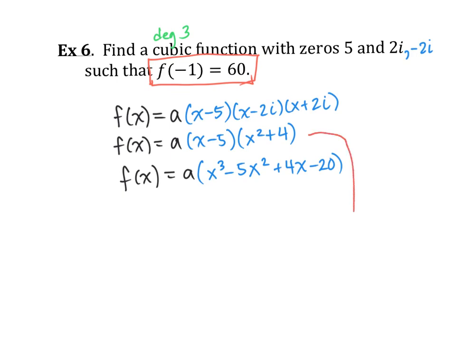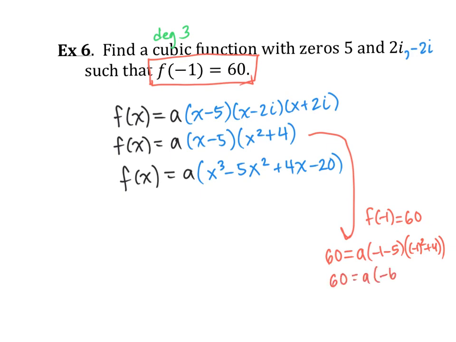I'm going to put it down here on the side, and this is because f of negative 1 equals 60. So if I plug in at that step, I have 60 equals a times negative 1 minus 5, negative 1 squared plus 4. I just plugged negative 1 here and here, and if I do that, I should get a 60 over here. This is a times negative 6. 1 plus 4 is 5. 60 equals negative 30a. So I'm going to get a is negative 2.